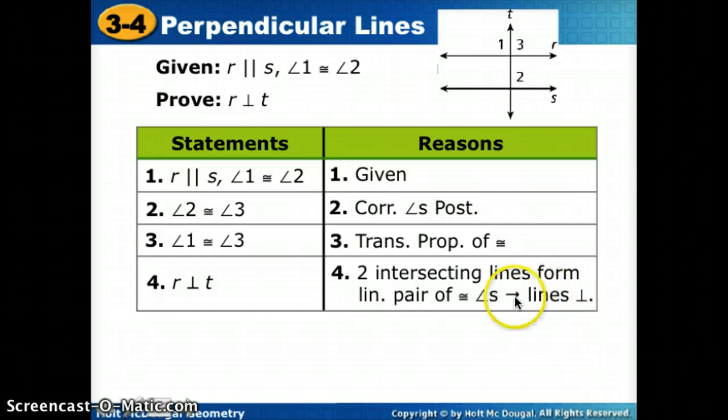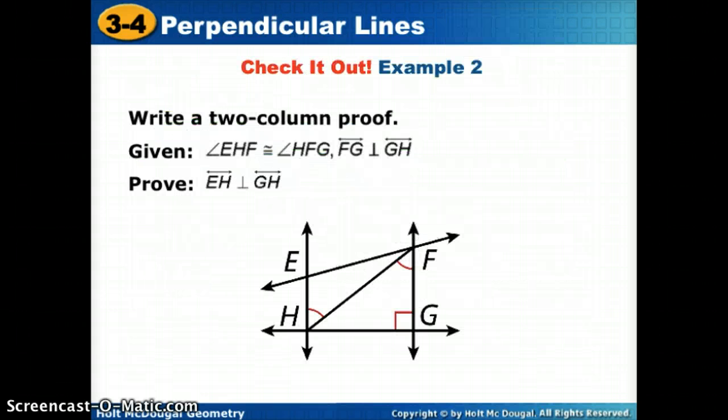Remember, this arrow means if I have this, then I can say this. So if two intersecting lines form linear pairs of congruent angles, and we said that 1 is congruent to 3, well, in our picture those are a linear pair, and we just said they were congruent, so we can say that those two lines are perpendicular. Good. So we're going to try one more proof.